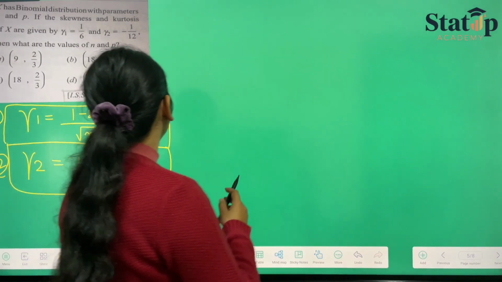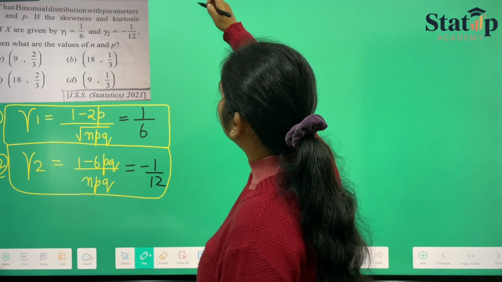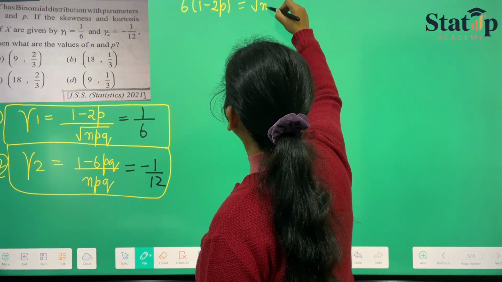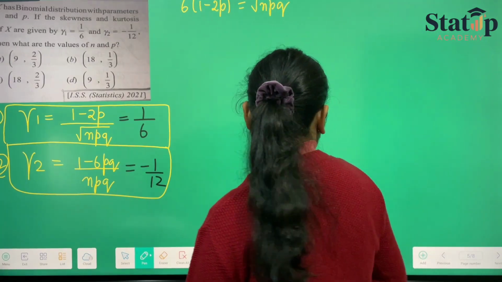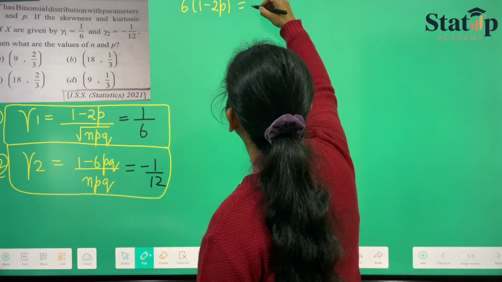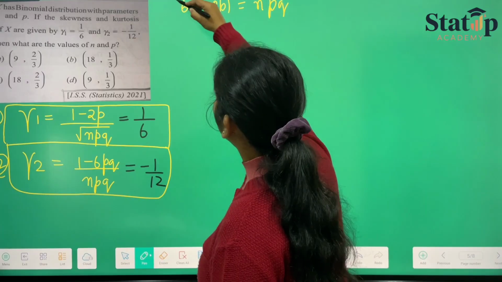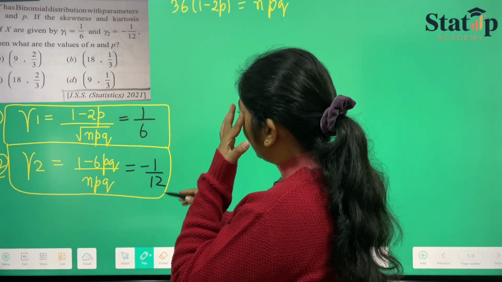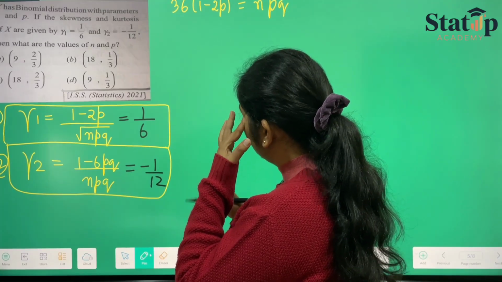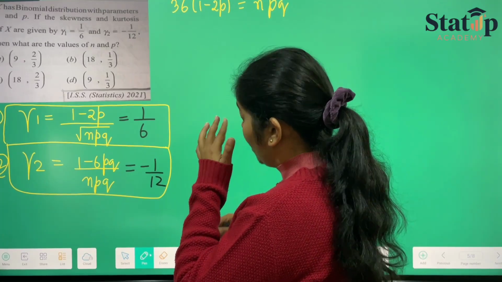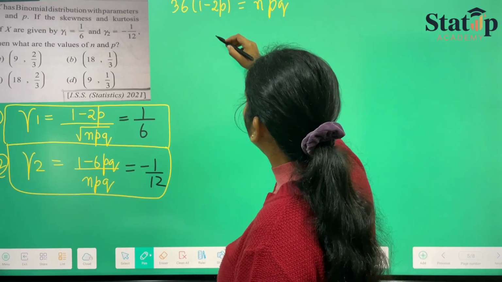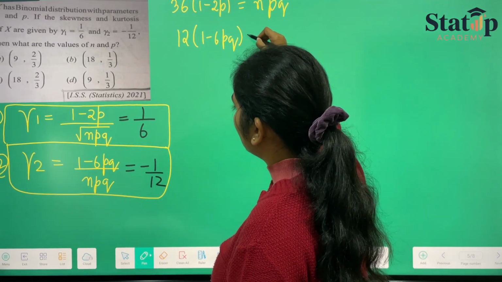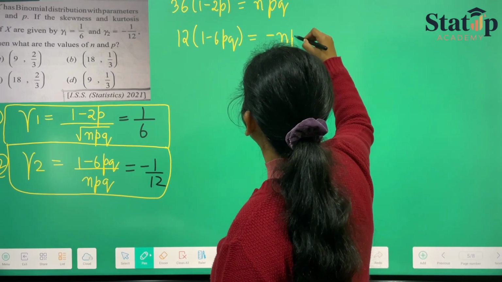If we consider equation number 1, then we cross multiply it. It will be 6 into 1 minus 2p is equals to under root npq. From here, if we square both the sides, then it will be npq on this side, 36 on this side, and 1 minus 2p whole square on this side. And if we take equation number 2, and cross multiply with the minus sign, it will be 12 into 1 minus 6pq is equals to minus npq.